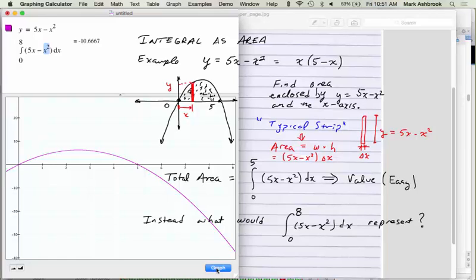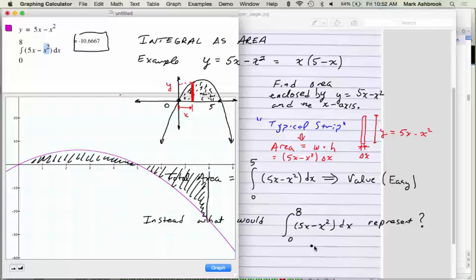Okay, so 0 to 5 would be this area here. And then 0 to 8 would be. So does the integral give total area? No. Did it add these two together and give you the area? No, we got a negative value. You necessarily subtract, this is the fundamental theorem. So what does this represent? It represents a difference of areas.